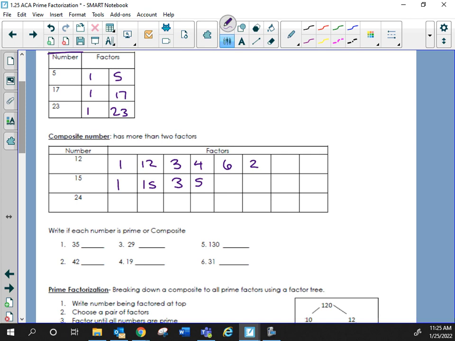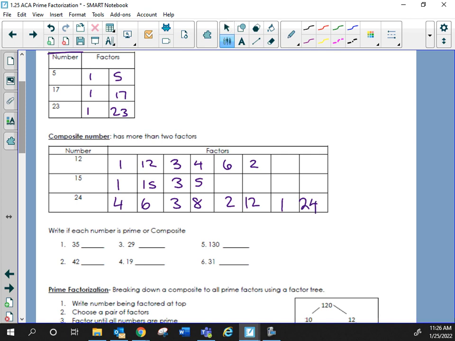4 times 6. Awesome. What's another set, Rory? 3 and 8. What's another set, Lucy? 1... Huh? 2 and 12, very good. And then everyone's favorite, 6 and 4. Oh, we already said 6 and 4. 1 and 24. All right.